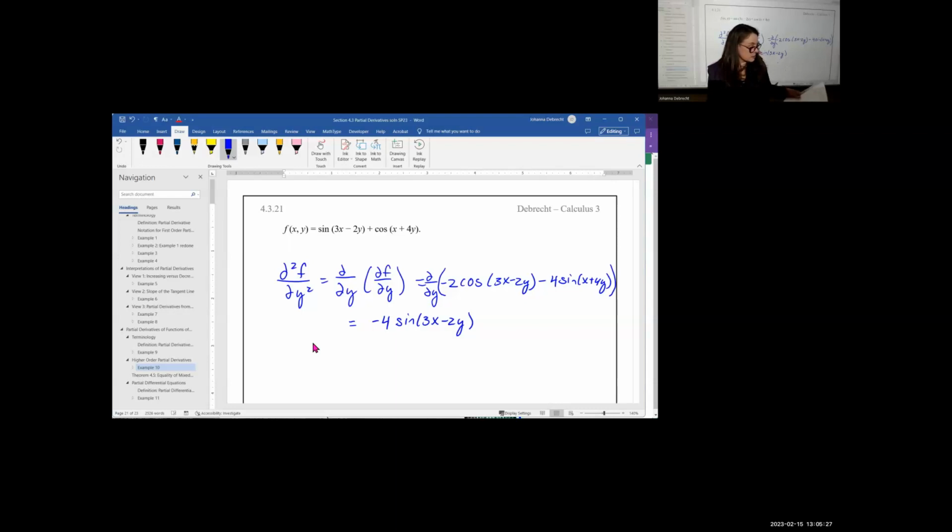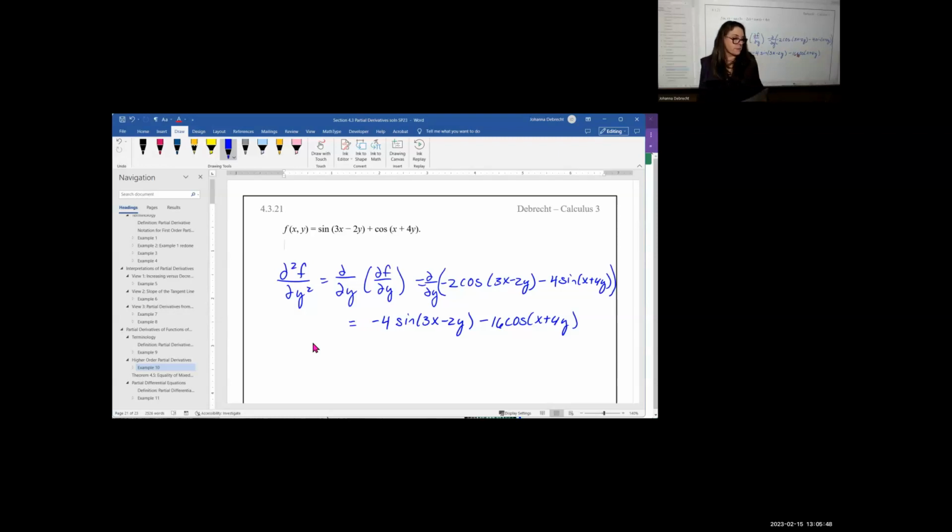Let me double check. Yes. And then on the second part, the sign is going to probably stay the same, so negative. And I've got cosine of x plus 4y. And I've got another 4 coming out, so that's going to give me 16.